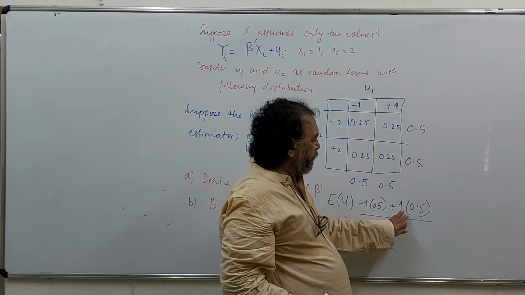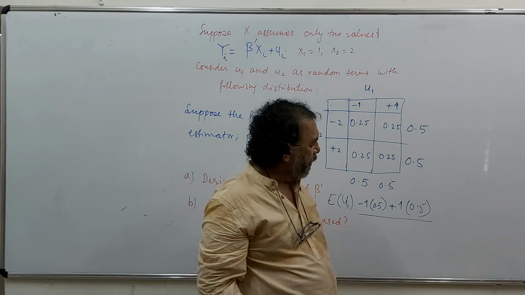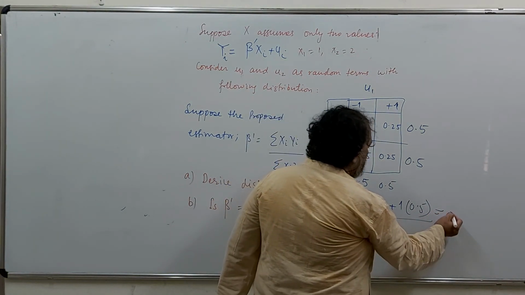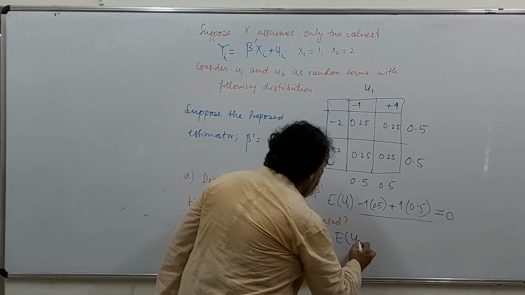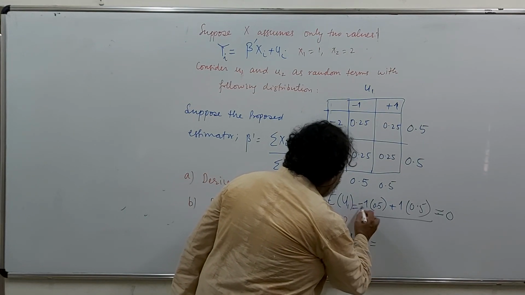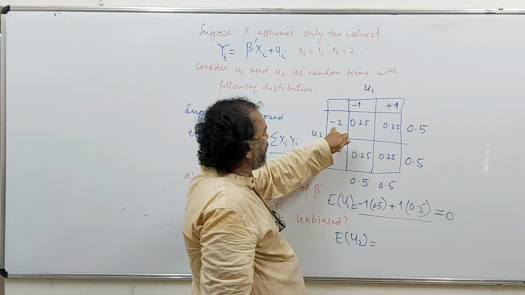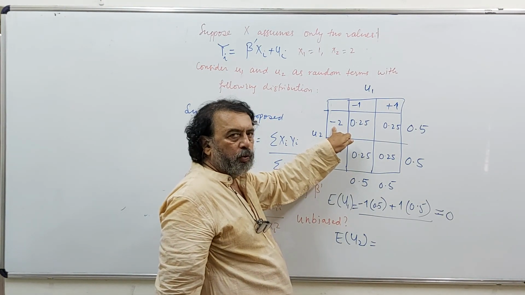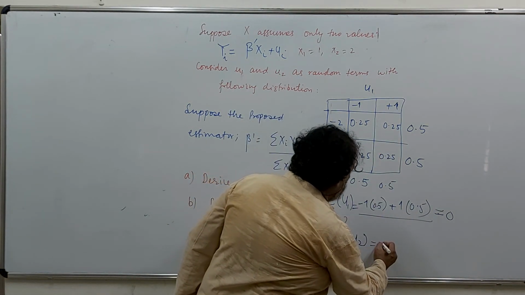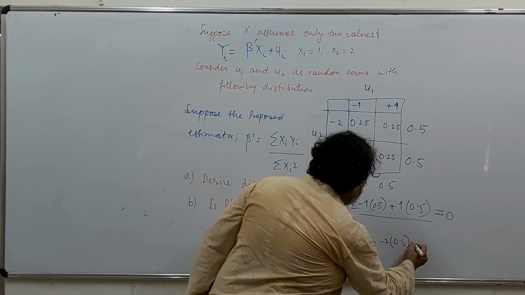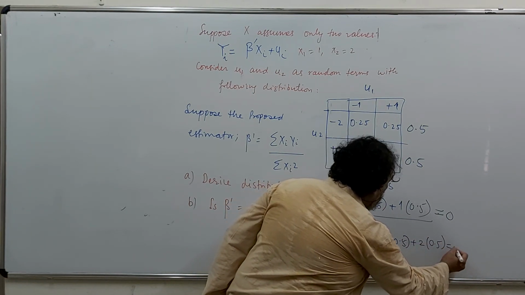Evidently minus 1 and plus 1 will annihilate each other, their probability weights are identical, therefore it would be equal to 0. In a similar way, I can argue that the expected value of u2 will be equal to whatever value u1 takes. The probability of it taking the value minus 2 is 0.5, plus 2 is 0.5. That means I can write this as minus 2 times 0.5 plus 2 into 0.5, again 0.